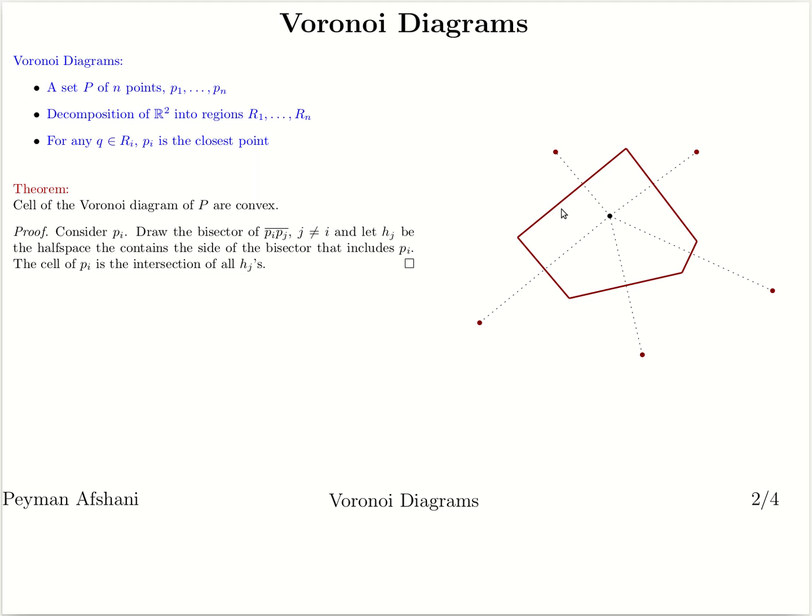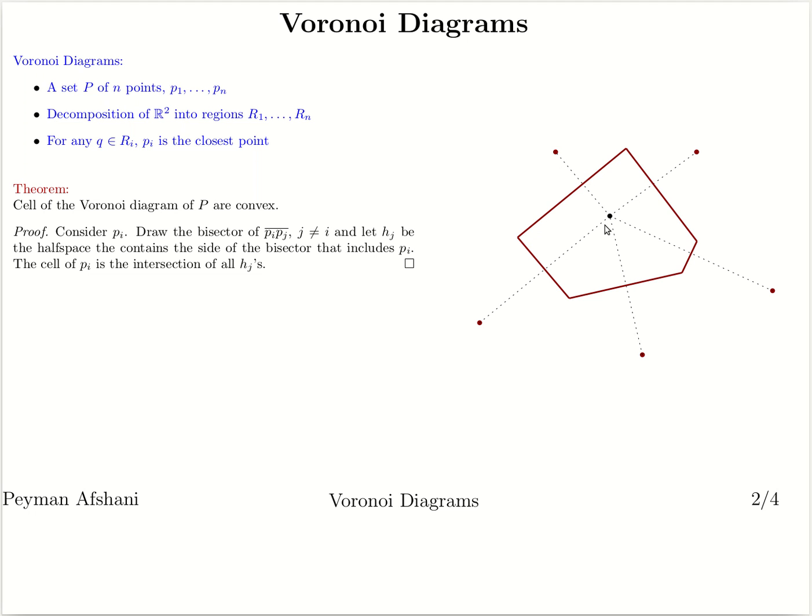This is relatively easy to see because any point inside this cell is, by definition, inside all these half spaces. So therefore, it is closer to point Pi than any other point. And similarly, for any point that is outside this cell, we know that at least one bisector contains this point P on its red side. So therefore, that point is going to be closer to some other point than the black one.